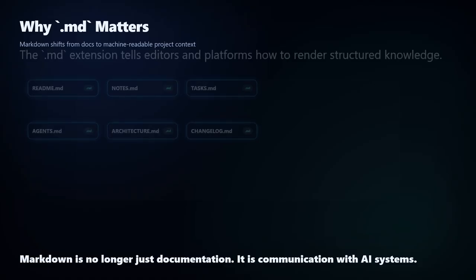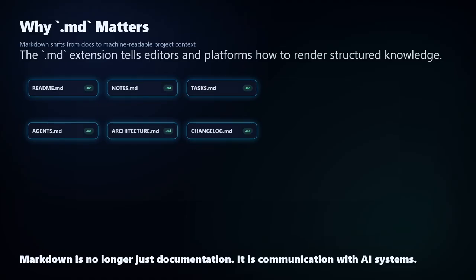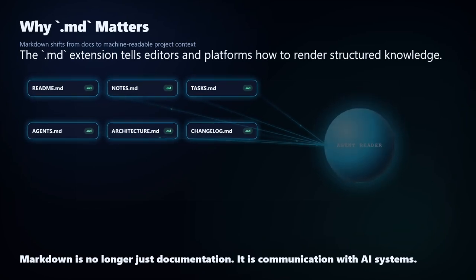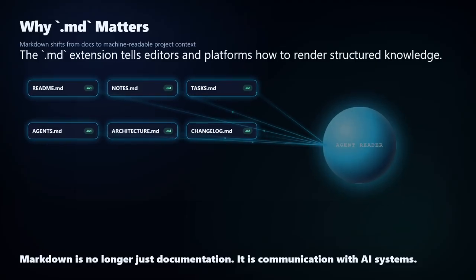For example, README.md, NOTES.md, TASKS.md, AGENTS.md, ARCHITECTURE.md, CHANGELOG.md. That .md extension tells editors and platforms this file contains Markdown. So when GitHub sees a README.md file, what does it do? It automatically renders it beautifully on your repository page. This is why almost every serious open source project has a README.md.